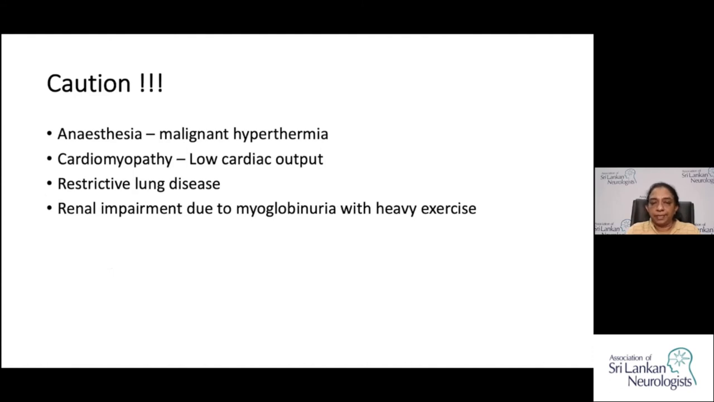So you have to inform the anesthetist if this patient is going in for some procedure or a surgery. And of course, the cardiomyopathy, which I discussed with you earlier. There are medicines that can improve the cardiac output, and the restrictive lung disease that they may have. And of course, renal impairment due to myoglobinuria with heavy exercise. So you may have to advise accordingly.